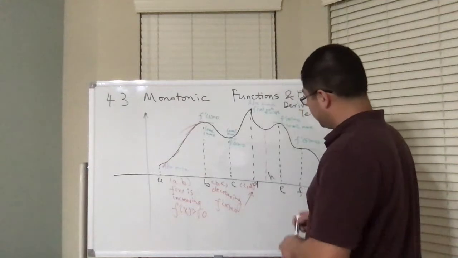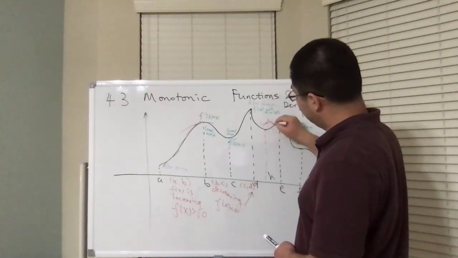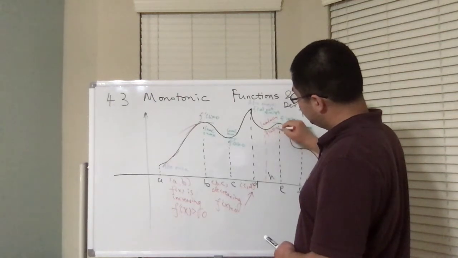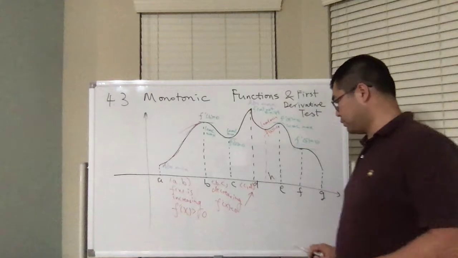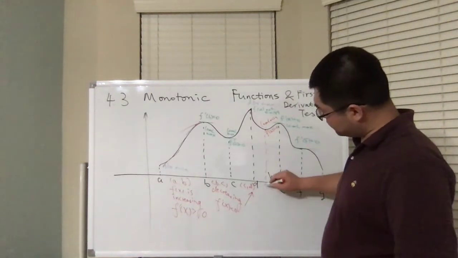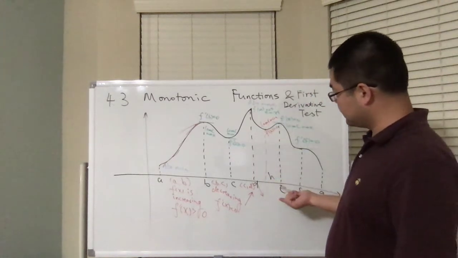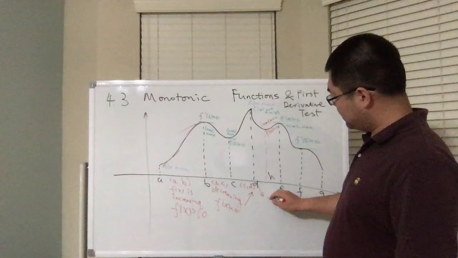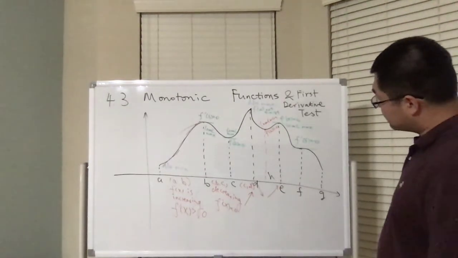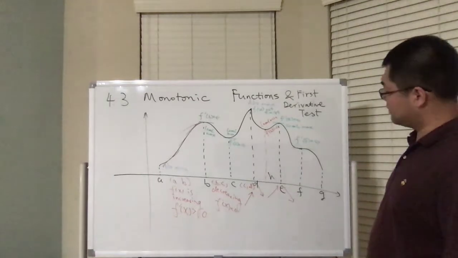At point H, it's a local minimum, right? F prime at H is 0, because it's a critical number. You can see that on the interval from D to H, the function is decreasing, and the derivative is less than 0. From H to E, increasing. And let's continue. From E to F, the function is decreasing, right?